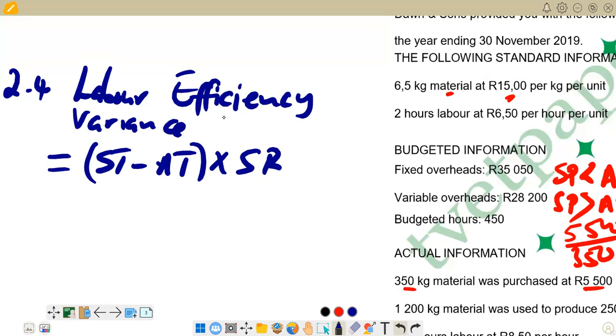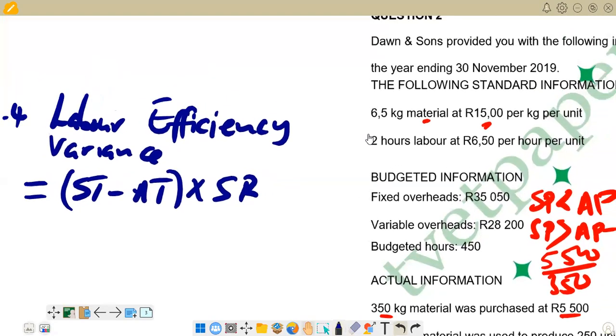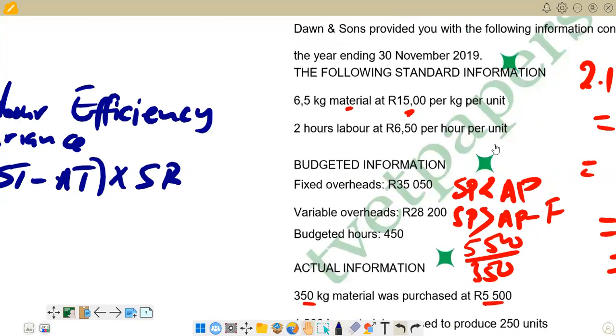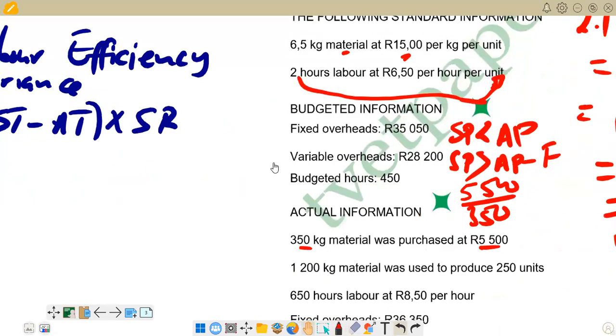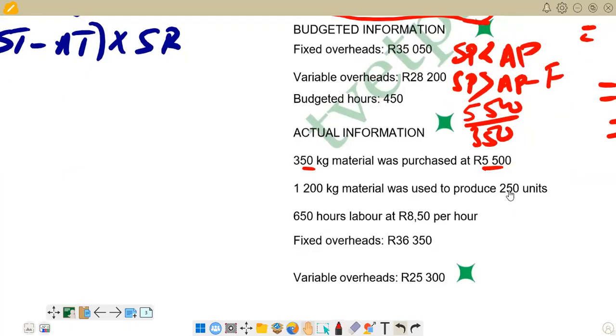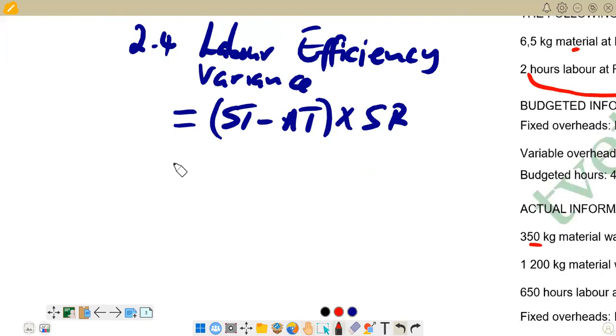For standard time, remember the standard information we're given at the beginning. We are told that we have 2 hours per unit. 2 hours per unit is very important. The number of units we get in the actual section. We've got 250 units there. So we say 250 times 2 hours to get the standard time.